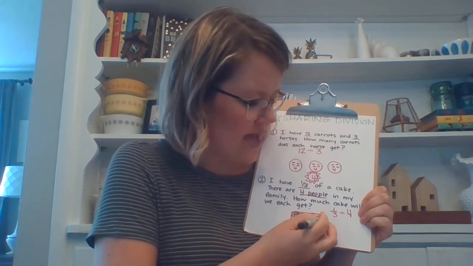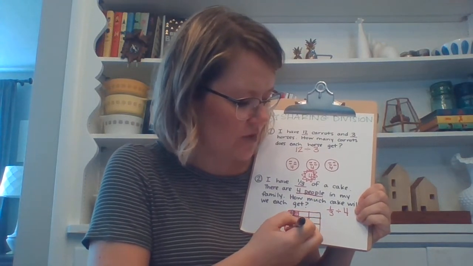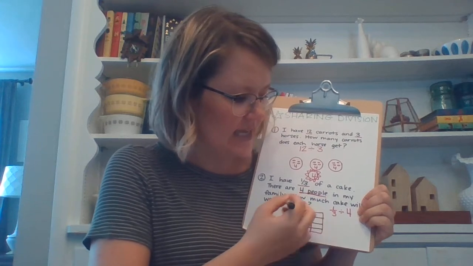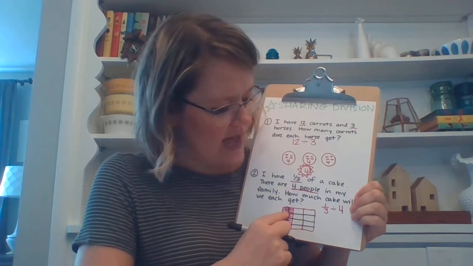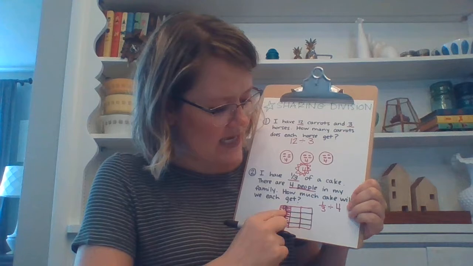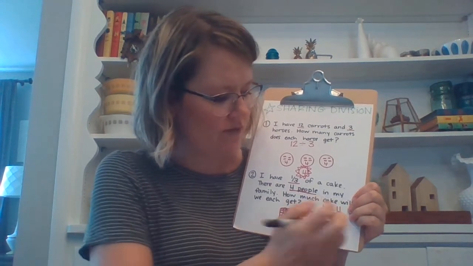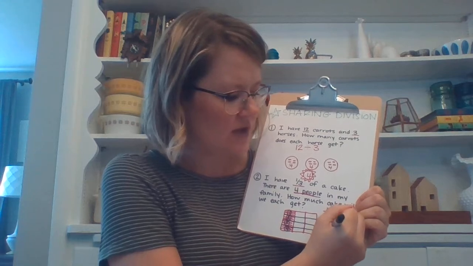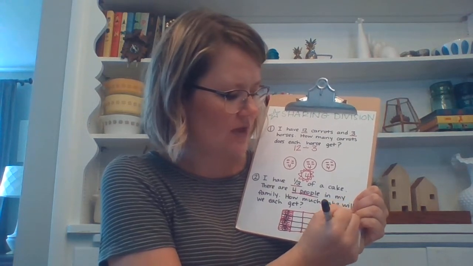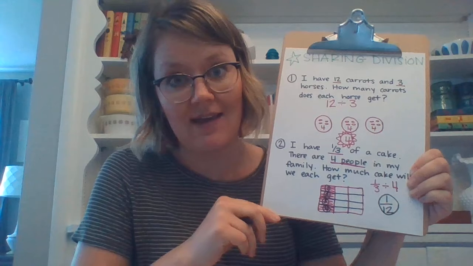So in order to answer that, I need to actually extend these lines all the way over because this is the cake. So I can see that I got 1 piece out of 1, 2, 3, 4, 8, 12. So each person gets 1/12 of the whole cake.